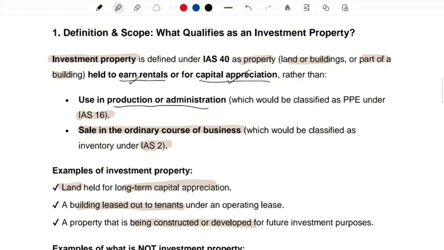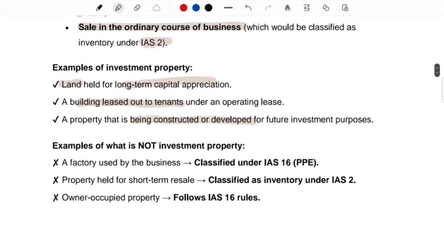Construction and development of any property for future investment purposes is possible. Examples of what is not an investment property: a factory that is used by the business. Why? Because it is applicable under IAS 16. Property held for short-term resale is classified under IAS 2. Owner-occupied property again will follow the IAS 16 rules.